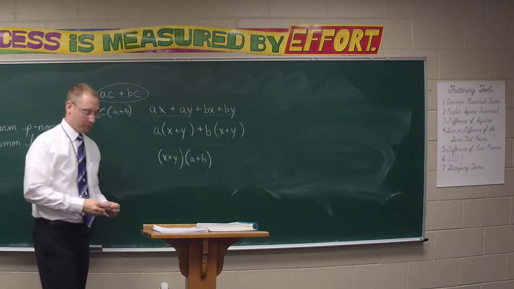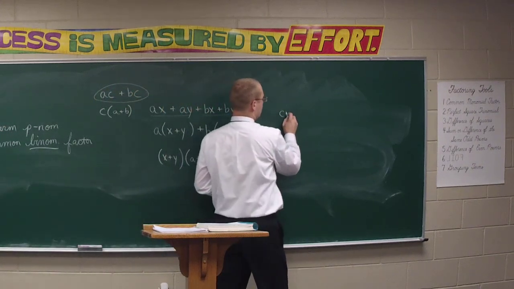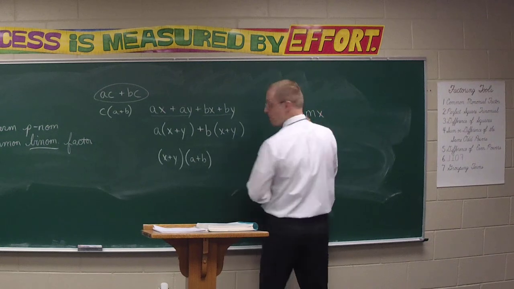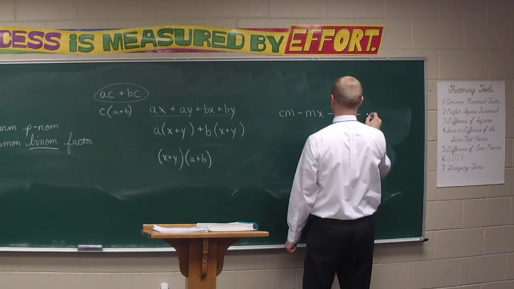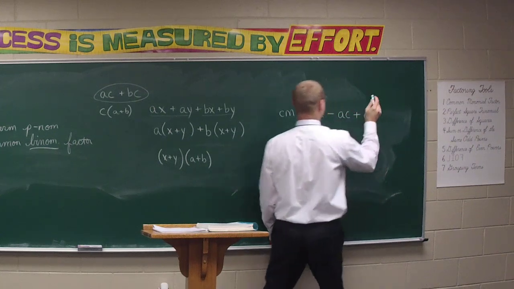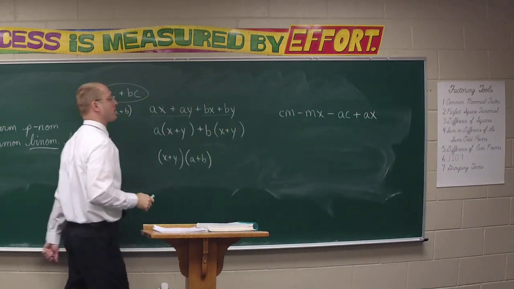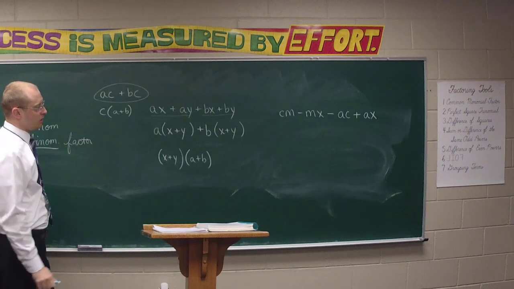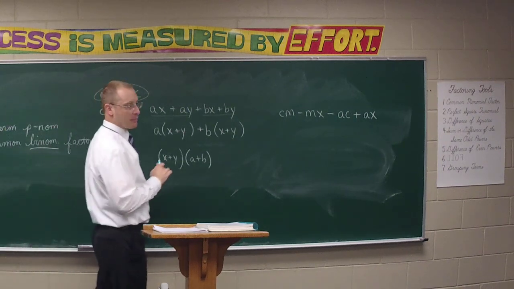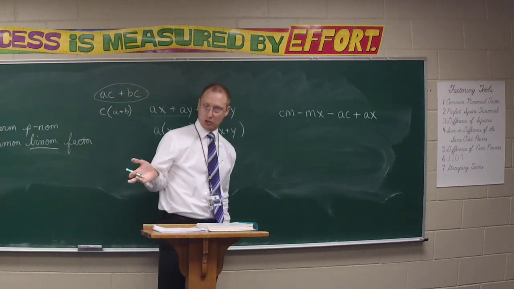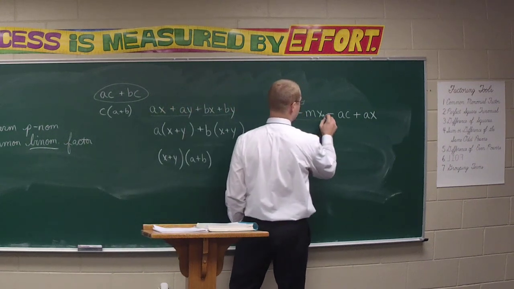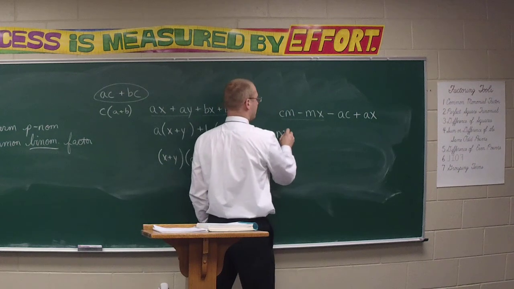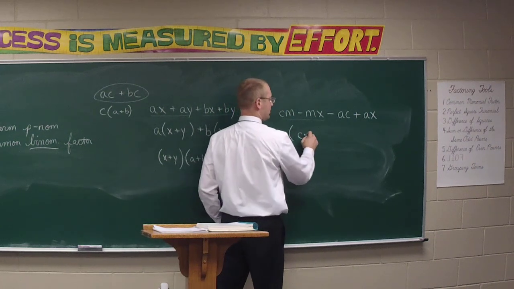Make sure you have this example in your notes. Then write this one down. cm minus mx minus ac plus ax. Make sure I got that right. Again, there is nothing common to everything, though I should always look for that common monomial, but I can at least see something common in the first 2 terms, class. m, to leave us with c minus x.